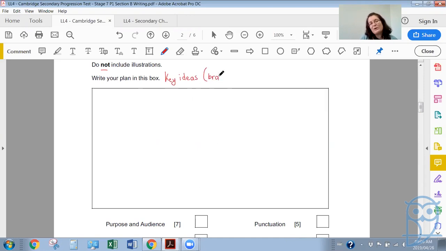Another word for this is when you brainstorm, right? You're brainstorming all the things that come to you when you think about a topic. So, how are we going to plan our article?